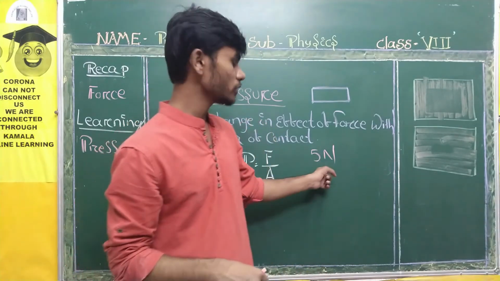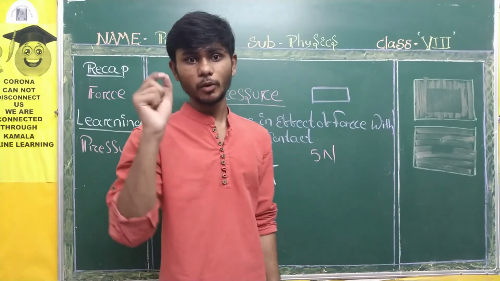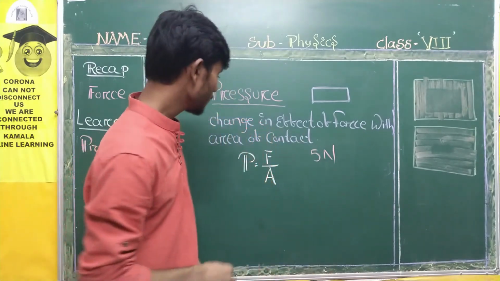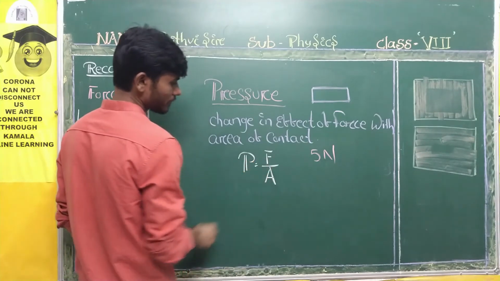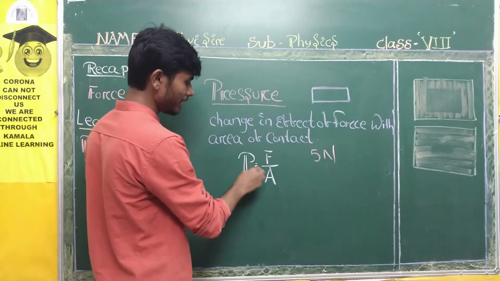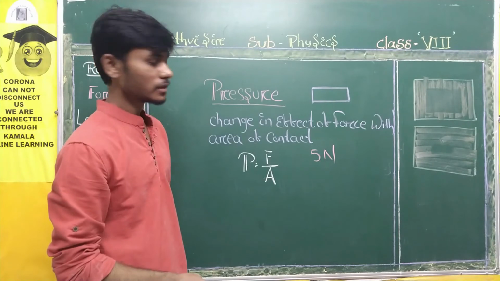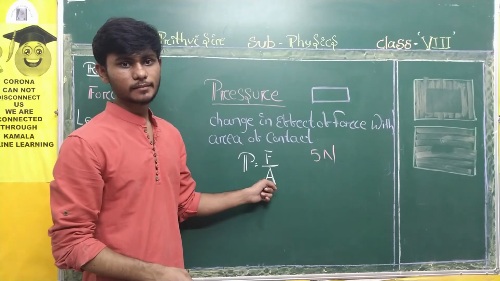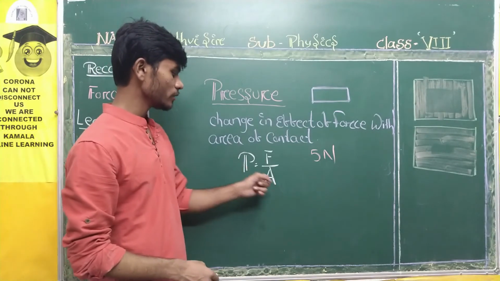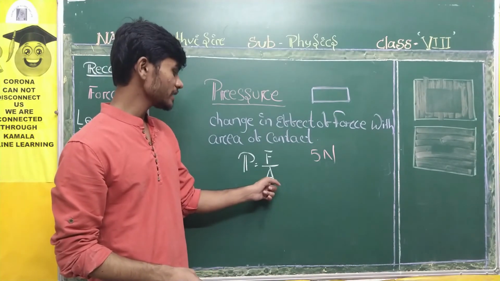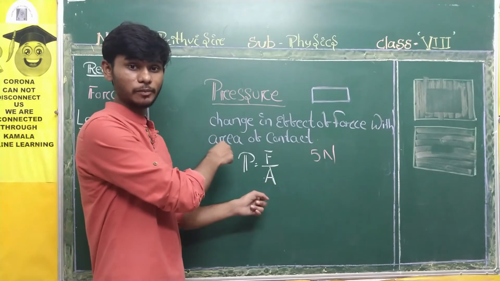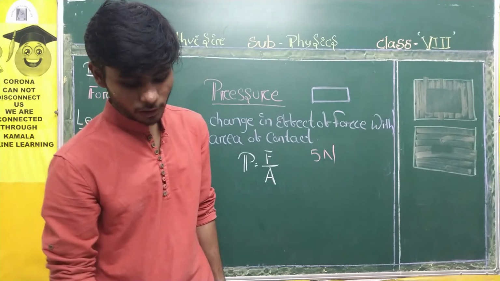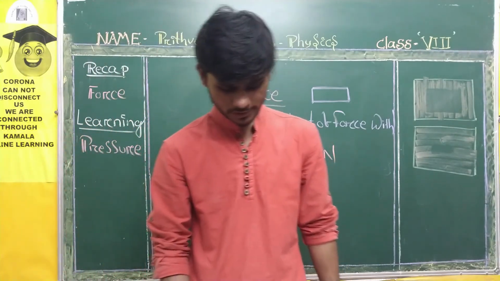The 5 Newton of force will cause damage, yes, but if you point it at a small area, it will cause much higher damage. So here both P and A are inversely proportional. If you want to increase the pressure, you need to decrease the area, right? If you want to increase pressure, you need to decrease the area. If you want to decrease the effect of pressure, then you need to increase the area, students. So this is what our topic pressure is all about.